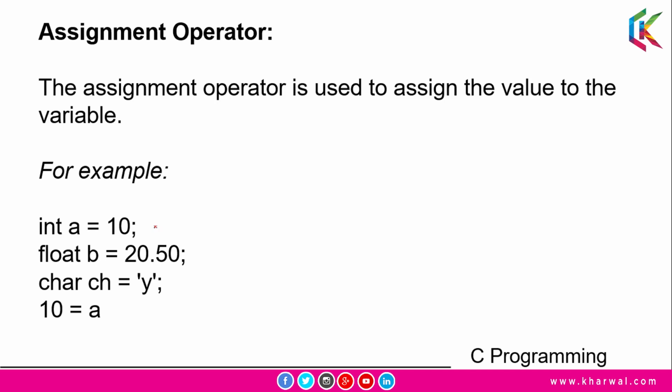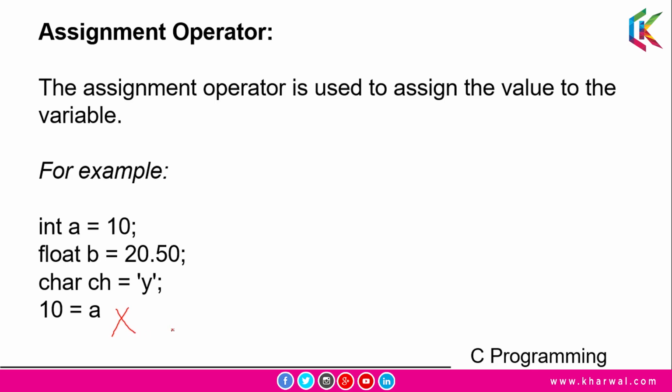And in the first expression, we have assigned 10 to variable a, and that is of integer type. And in the second expression, we have assigned a float value, that is 20.50, to the float variable b. And in the next expression, we have assigned a character constant to the character variable ch. But remember guys, we cannot assign or use constants on the left hand side, so this statement will be incorrect.